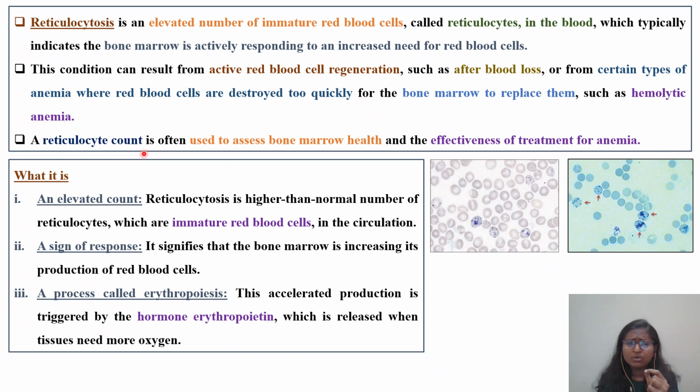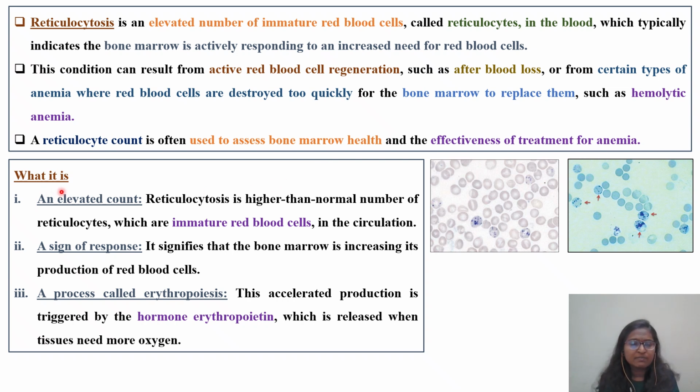A reticulocyte count is often used to assess bone marrow health and the effectiveness of the treatment for anemia. If you are using a certain drug for the treatment of a certain type of anemia, whether that drug is working or not, the diagnostic tool is to count the reticulocytes. It is also used to check whether our bone marrow is functioning properly. Is it able to produce enough RBCs or not? Because RBCs are very important to carry oxygen to regions like the heart or CNS.